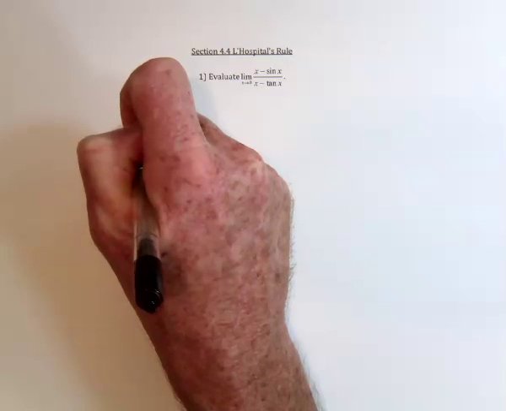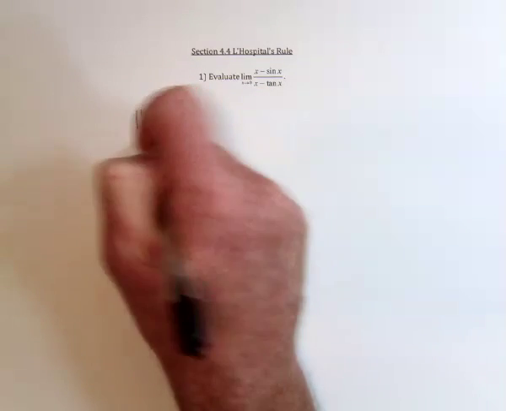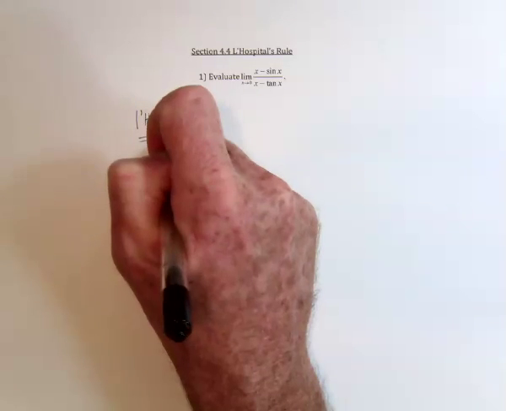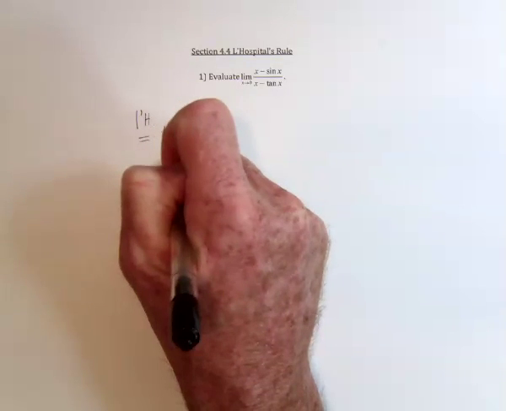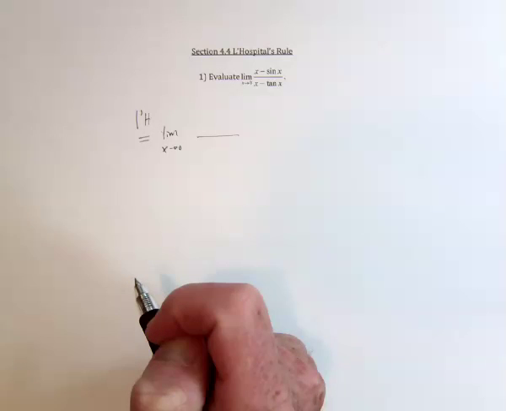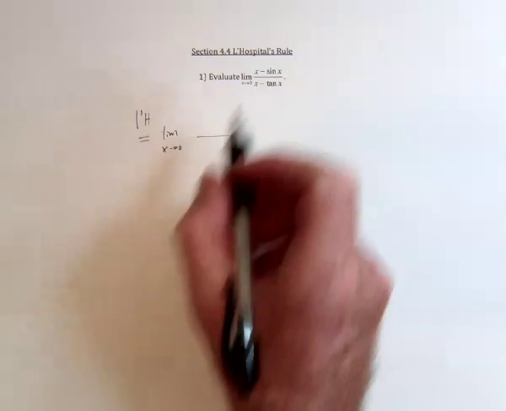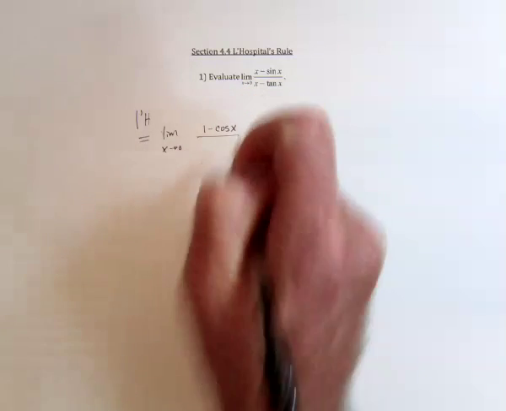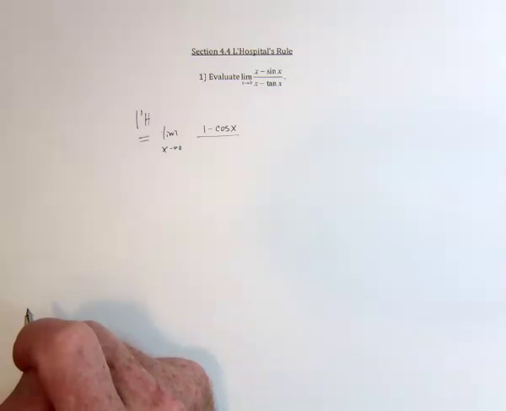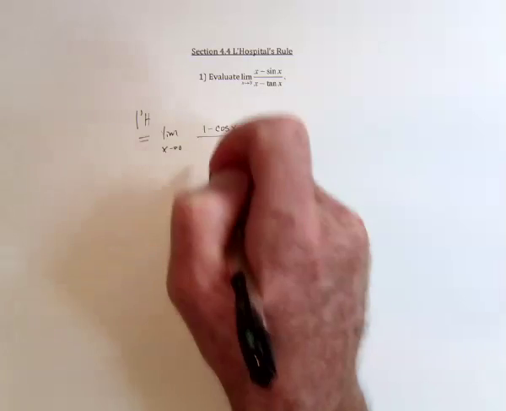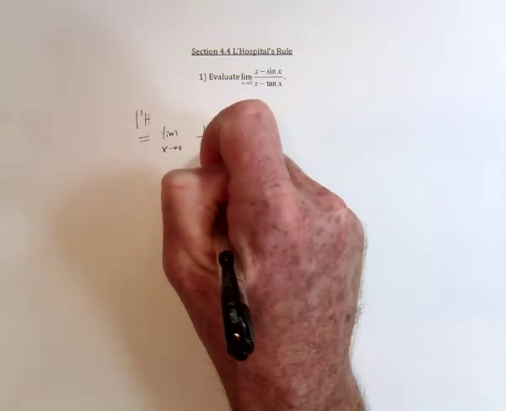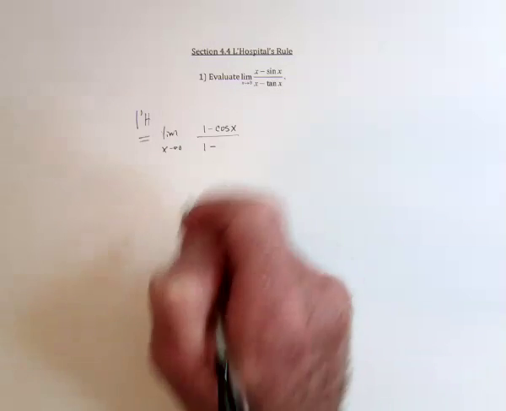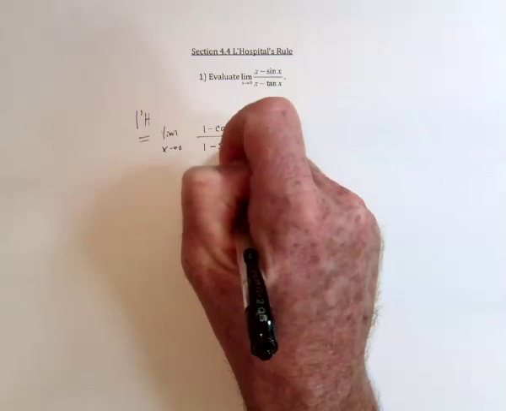So we have L'Hopital's rule, and then take the limit as x approaches 0. So take the derivative here, it's going to be 1 minus cosine of x. And for the denominator, take the derivative, it's going to be 1 minus, let's see, the derivative of tangent is secant squared.